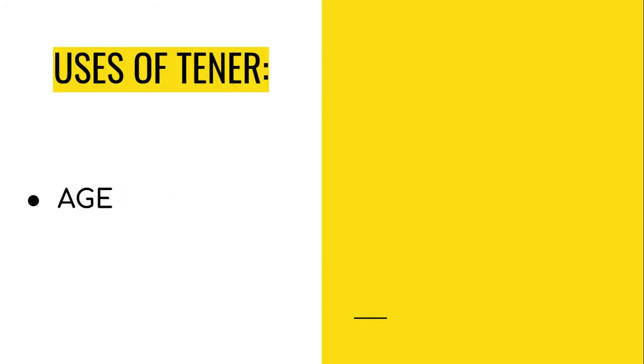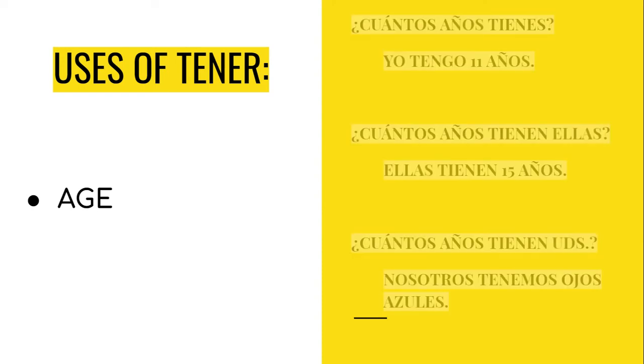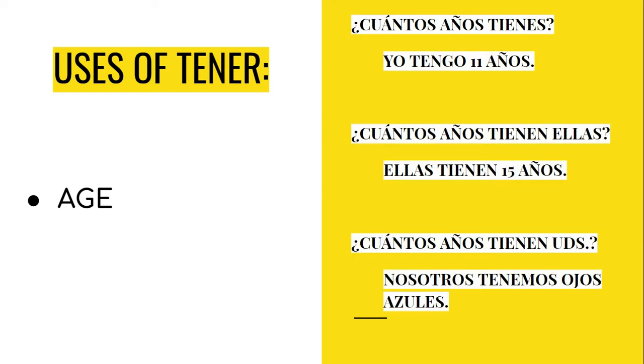The next use is age. Now, this is a little funky because in English we say I am blank years old, but in Spanish we say I have how many years I have. So, ¿cuántos años tienes? How many years do you have? Yo tengo 11 años. I have 11 years. So you own them. So you say you have them.